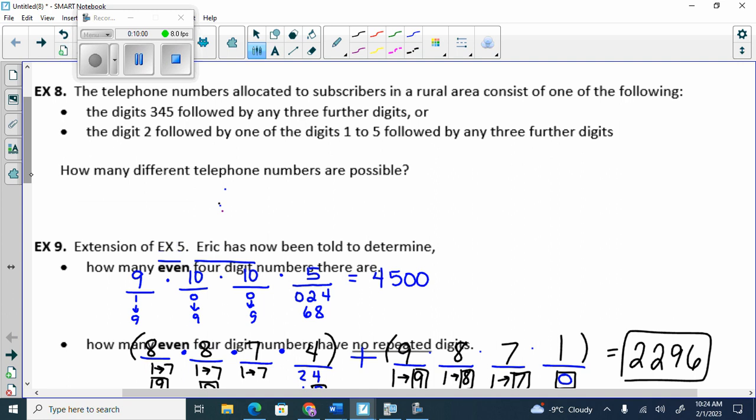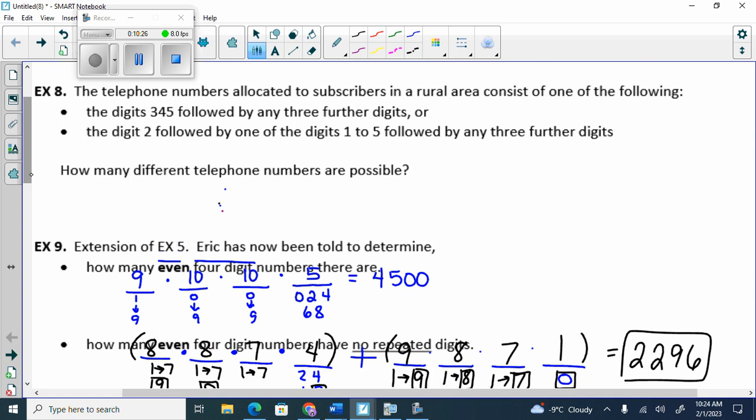Back to example 8. The telephone numbers allocated to subscribers in a rural area consist of one of the following. Now, some people are like, but phone numbers are 7 digits. It doesn't matter. They can make something random up. It doesn't have to follow real phone number rules, right? So this particular rule is the digits 3, 4, 5, followed by any 3 further digits.